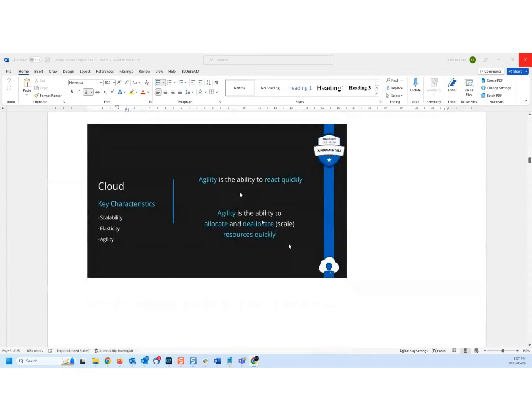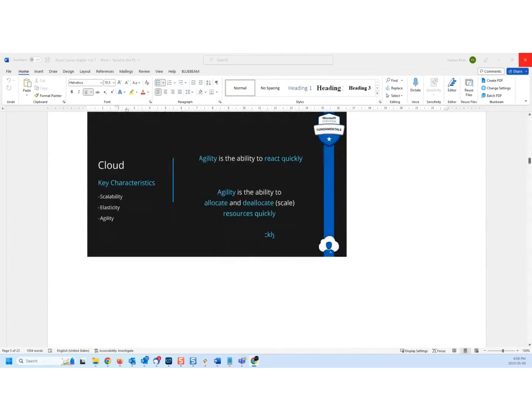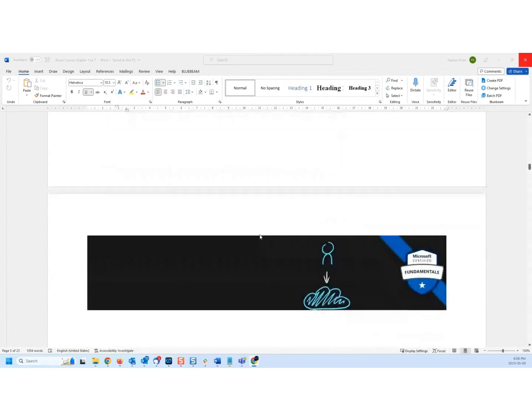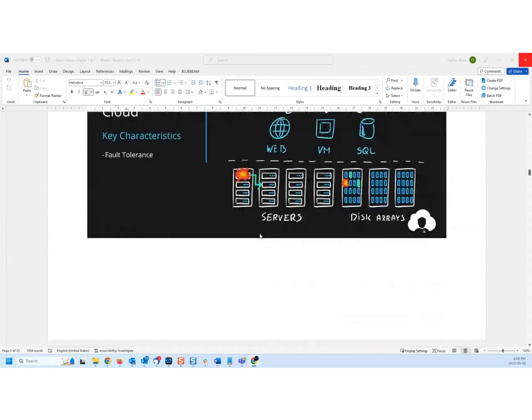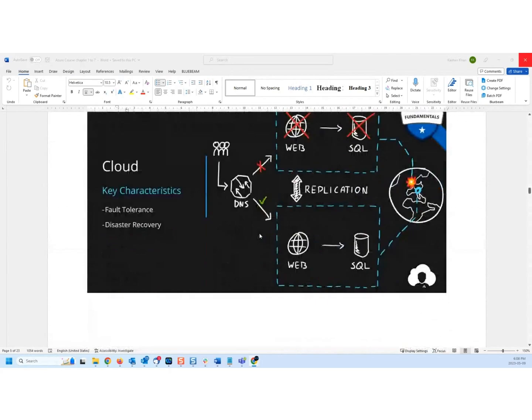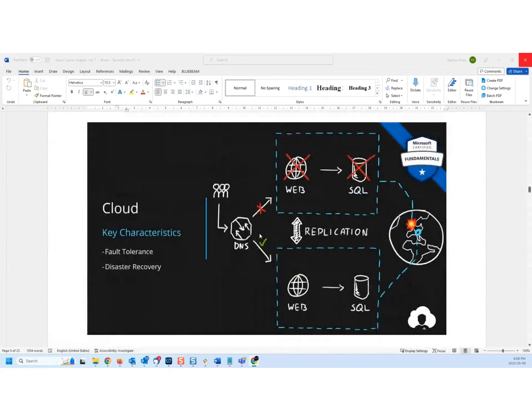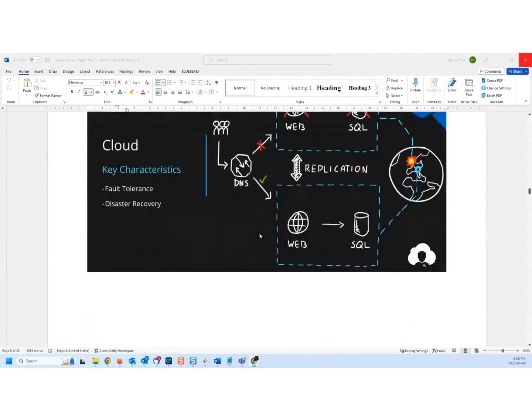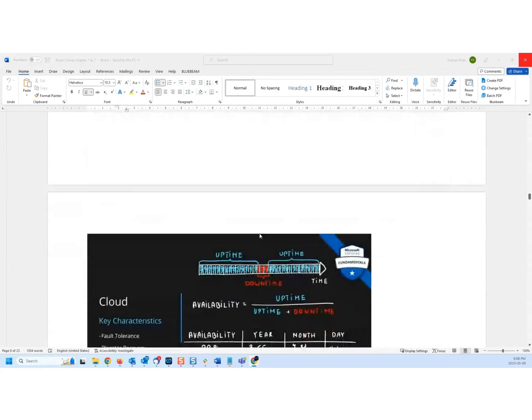Agility and ability to react quickly. So if you see a sudden rush on your website, it will automatically scale up for you, and obviously allocate and deallocate the resources accordingly. Fault tolerance, we just discussed. What are the terms associated with fault tolerance? Replication, disaster recovery. We have discussed that part.